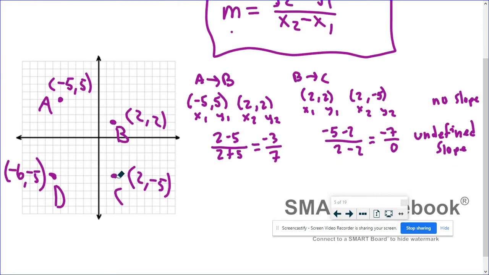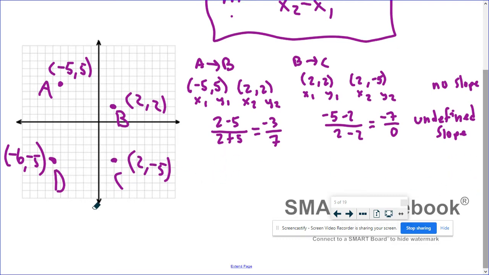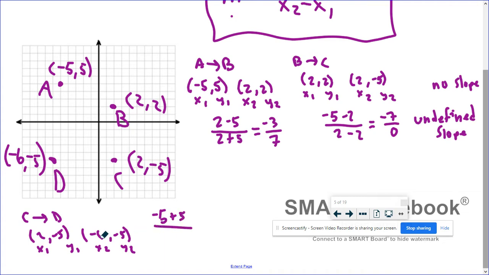All right, I believe the next one is then C to D. Scroll down and get a little more room. We'll do it down here. So C to D, ordered pair of 2, negative 5, and then negative 6, negative 5. So x1, y1, x2, y2. So it'll be negative 5 minus negative 5, so plus 5. All that divided by negative 6 minus 2.